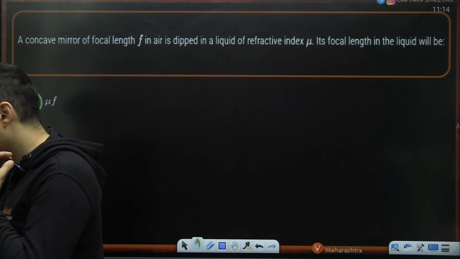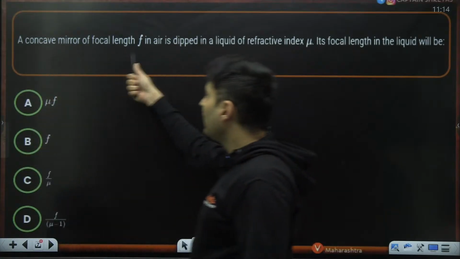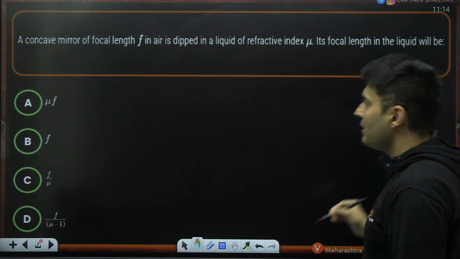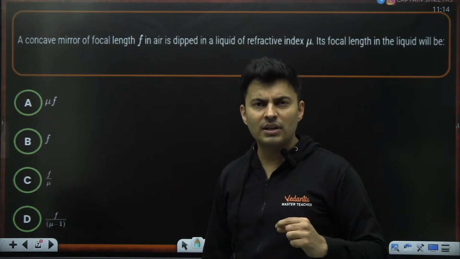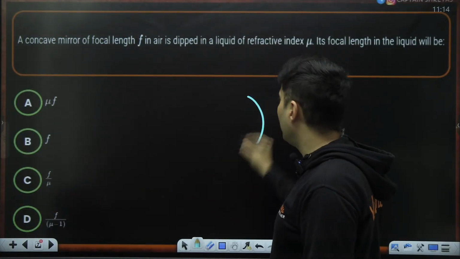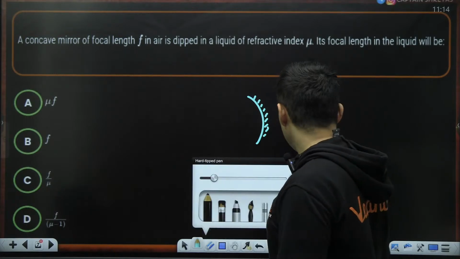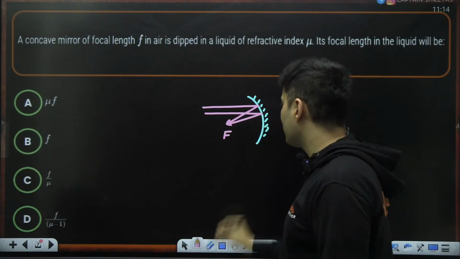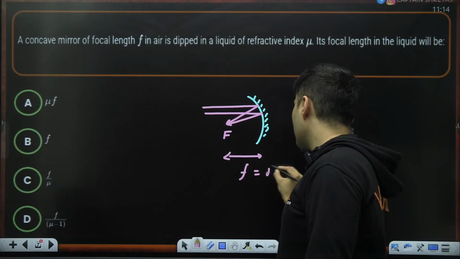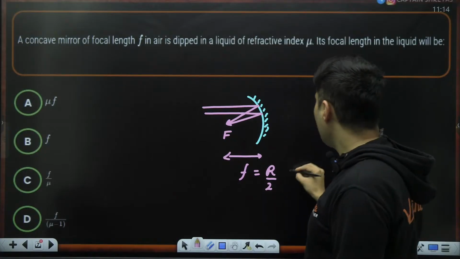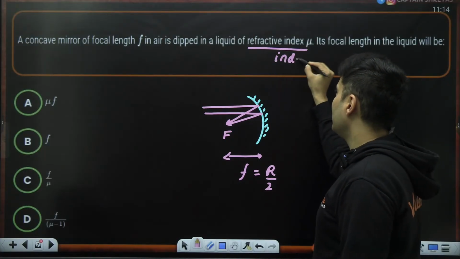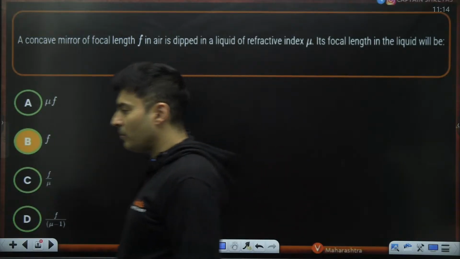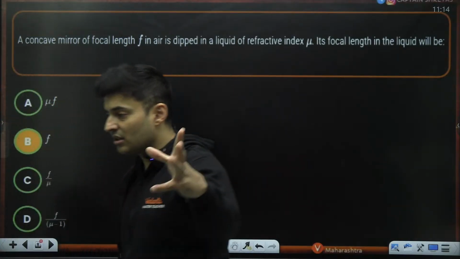Okay, great. So what about this, guys? A concave mirror of certain focal length is in air and it is dipped in a liquid of refractive index. The focal length in that liquid will be? How will the refractive index of the liquid affect the focal length of any kind of mirror? Whether it is dipped in a liquid or in air, the focal length will remain the same. In fact, the focal length depends just on the radius of curvature. It is independent of this. Reflection will still occur the exact same way. So it is option B exactly. It was asked in January 2025.